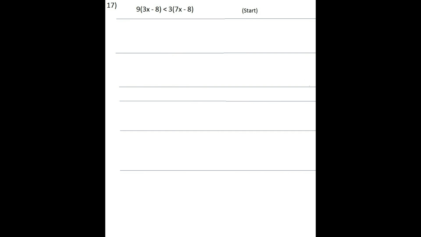All right, so number 17, we have 9 times the quantity 3x minus 8 is less than 3 times the quantity 7x minus 8. All right, so let's go ahead and get started with the distributive property, but on the left-hand side. So we're going to have 9 times 3x and then 9 times negative 8. So 9 times 3x is 27x. 9 times negative 8 is negative 72. All right, so then we move on to the other side.